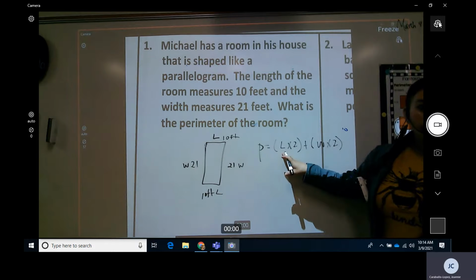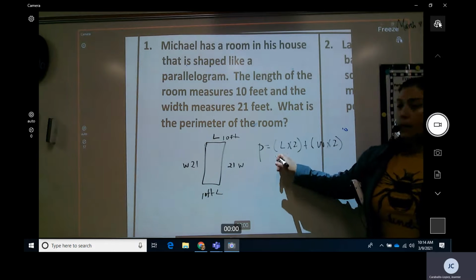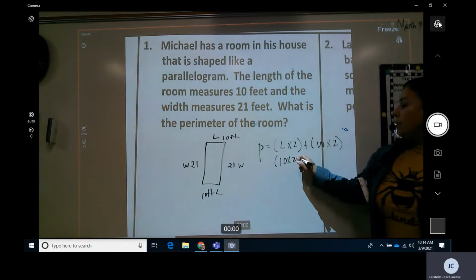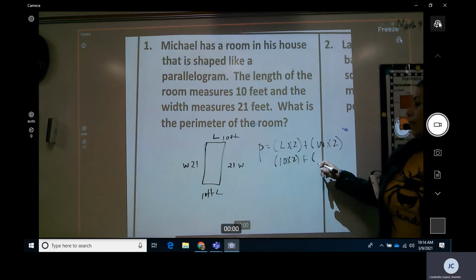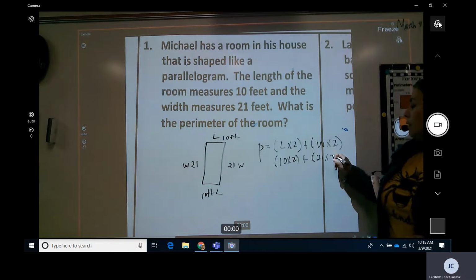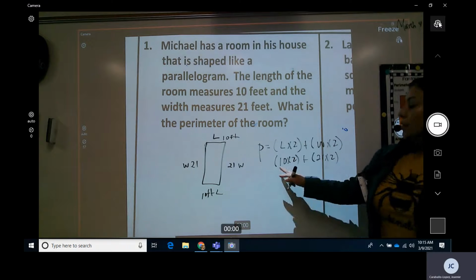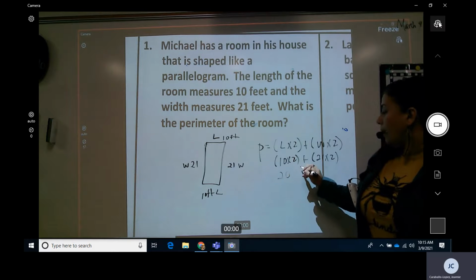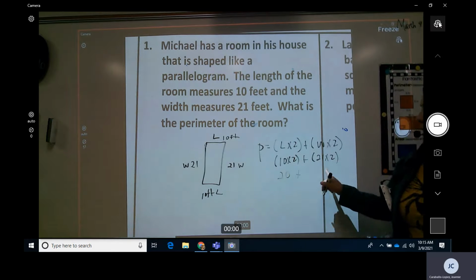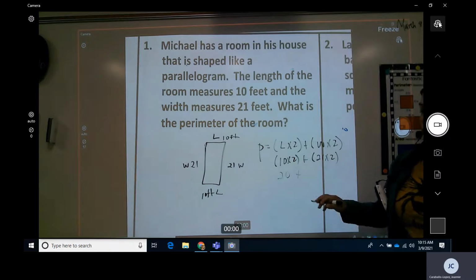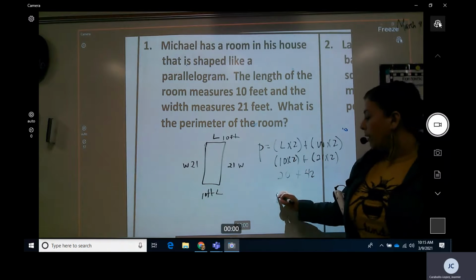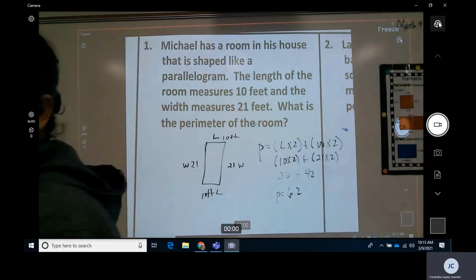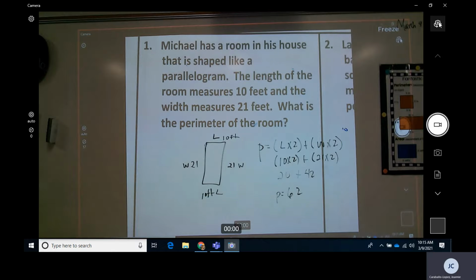So what's going to go instead of the L? What's my number? You have somebody that's going to test that this afternoon. 10 and then times 2, right? And then I'm going to write 21 times 2, right? Okay. So 10 times 2 is what, guys? 20, right? And then I'm going to bring down the addition sign. And then 21 times 2 is what? 42. So what's my perimeter, guys? 62. Okay? All right. Are you ready to work out the next problem?